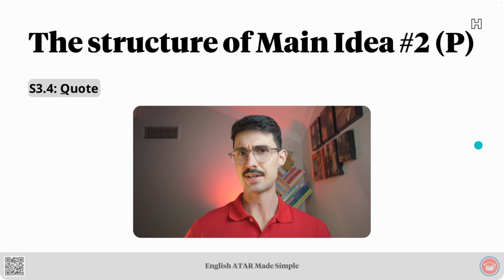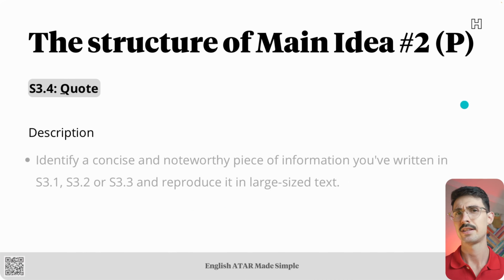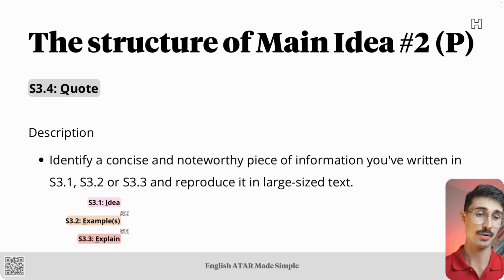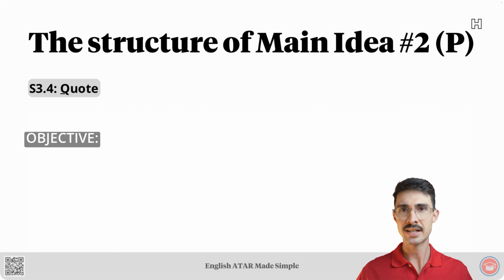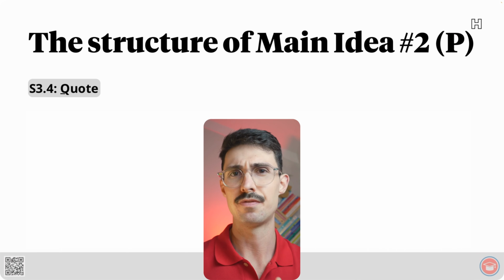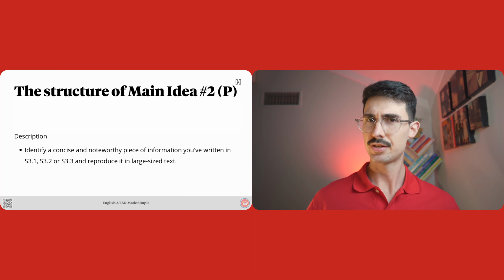Final subsection of section 3 is subsection 3.4, the quote. This requires you to identify a concise and noteworthy piece of information you've written in S3.1, 3.2, or S3.3 and reproduce it in large size text. The objective of the quote is to get the reader to remember the quote. To do this, use the following features: white space and large text. That is the structure of section 3.